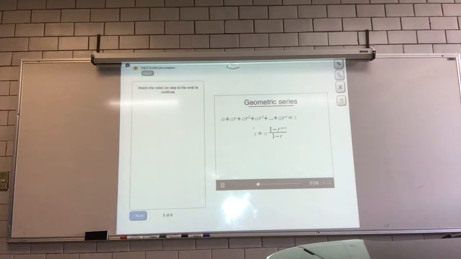Let's try applying this formula to a geometric series. What's the sum of 1 plus a half plus a quarter plus an eighth and so on up to 1 over 1024? The denominators in this series are powers of 2 up to 1024.